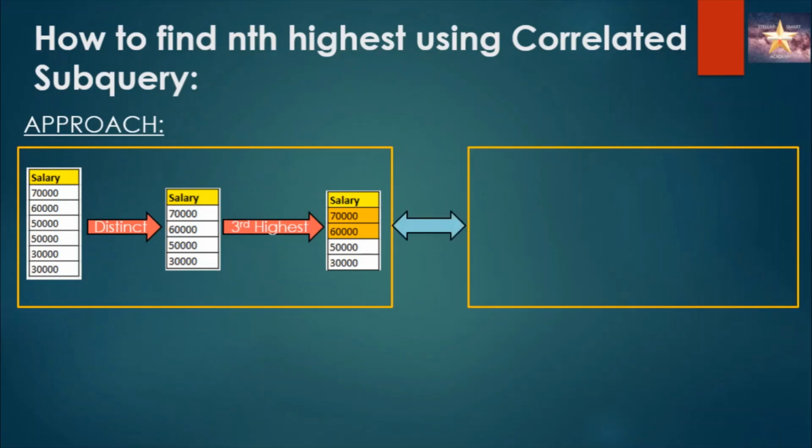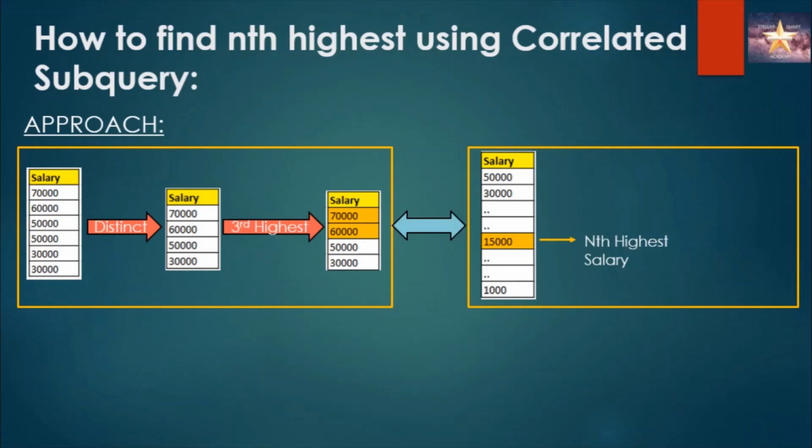So to generalize, I can say that if a row corresponds to the nth highest salary, there are definitely going to be n minus 1 distinct salaries which are greater than the nth highest salary. So all I need to do is simply check if for any given row, the count returned is equal to n minus 1 or not. And for this very reason, I'm going to use a correlated subquery.